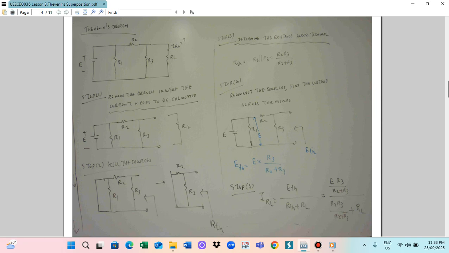Then, second step, kill the source. Kill the source means there are two kinds of source, voltage source and current source. To kill the voltage source, you need to short circuit the voltage source. To kill the current source, you need to remove the current source. In this case, we have the voltage source E, so this voltage source is removed.